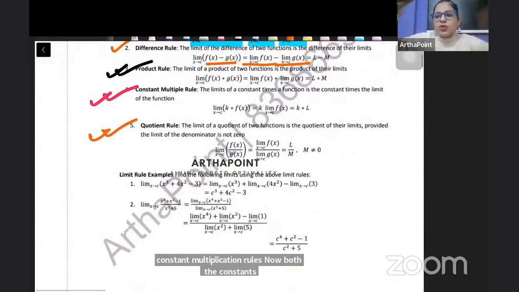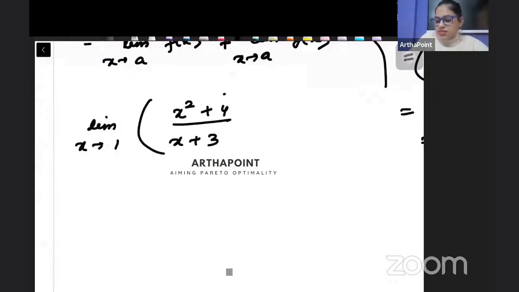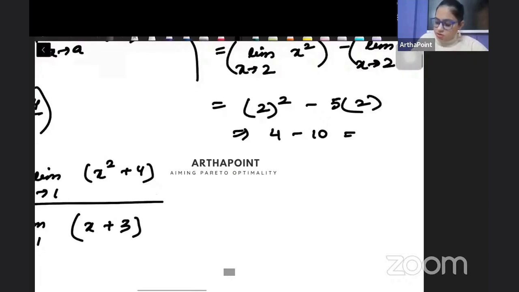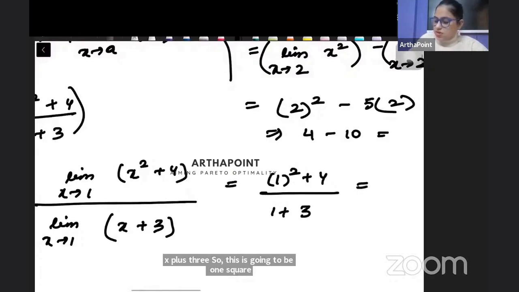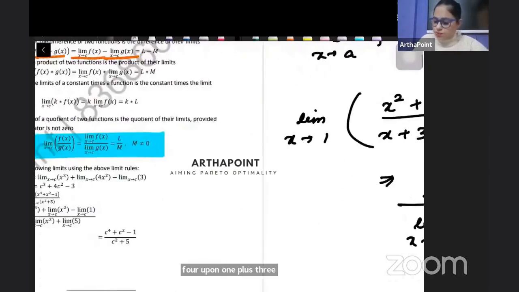quotient rule, जिसमें आप numerator and denominator पे individual limits apply कर सकते हो. So in this case, if I go ahead and say limit x tends to 1 of (x square plus 4) upon (x plus 3), ऐसा कुछ say. So you will simply apply separately to the numerator, beta, x square plus 4. Simply apply separately to the denominator, beta, x plus 3. So this is going to be (1 square plus 4) upon (1 plus 3). तो माने 5 by 4. ये हो गया आपका limit of the quotient.